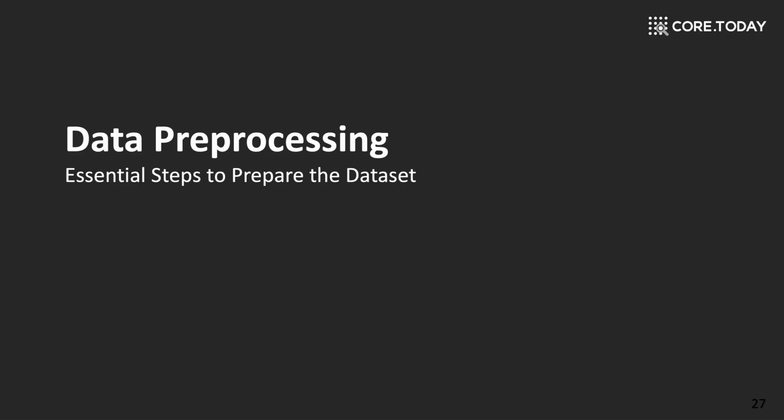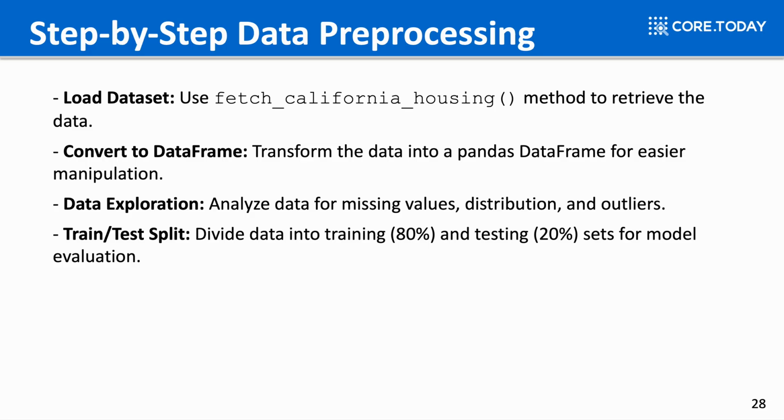In this chapter, we will focus on data preprocessing, a crucial step before feeding data into machine learning models. Proper processing ensures the model interprets data accurately and prevents errors. Think of it as preparing ingredients before cooking. If you skip it, the end result may not turn out well.